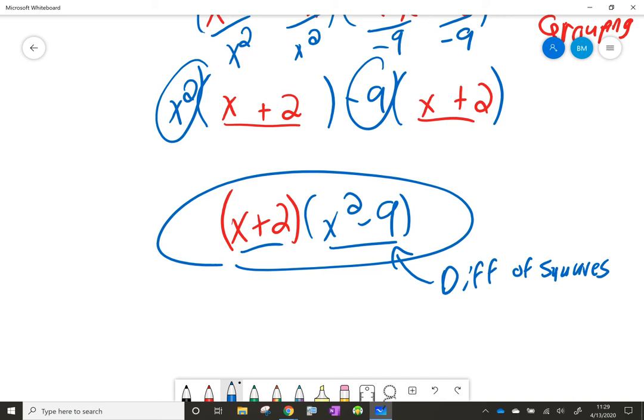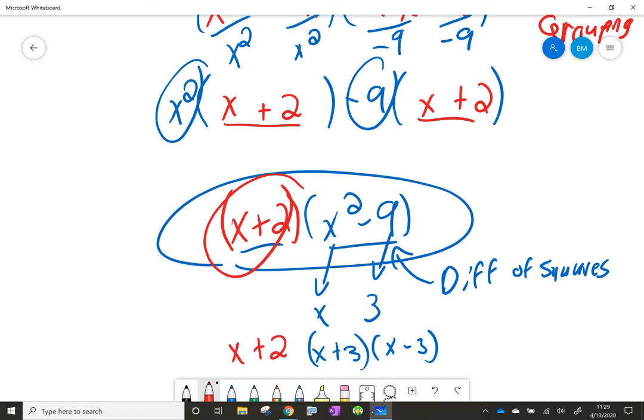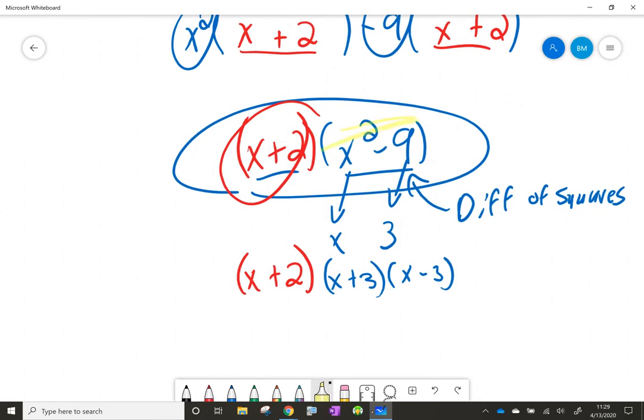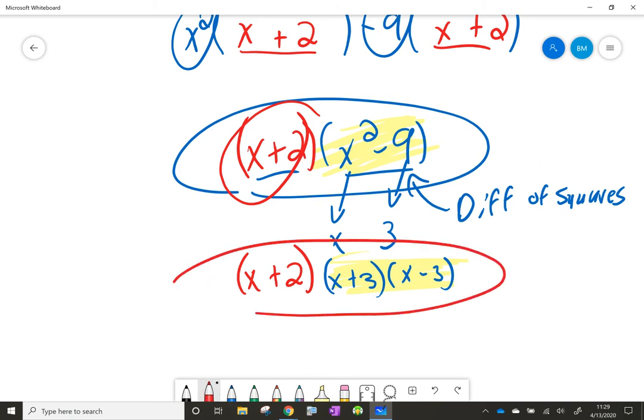So we know the square root of x squared is x. We know the square root of 9 is 3, so that's going to turn into x plus 3, x minus 3. Of course, don't forget, though, the x plus 2 factor still exists. It didn't just disappear. It's still just chilling here. But we had the x squared minus 9 part factored into x plus 3, x minus 3. And so now everything is fully factored. This would be your final answer because you can't factor any of those pieces any further.